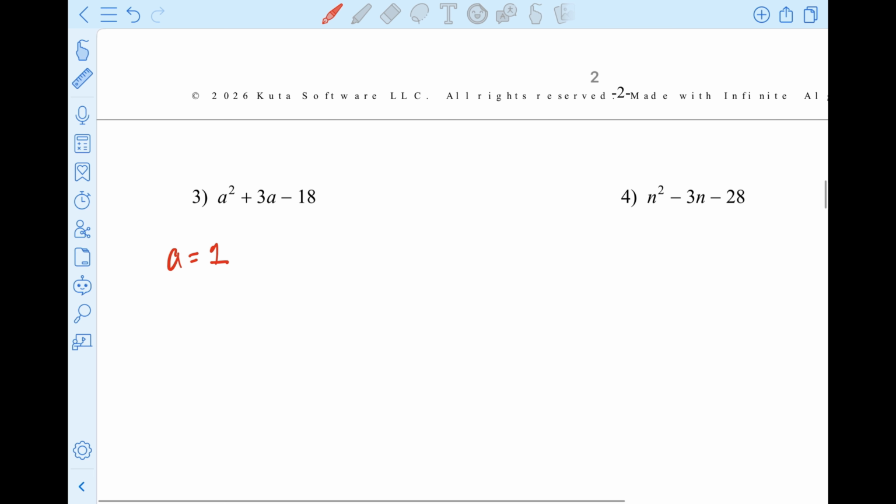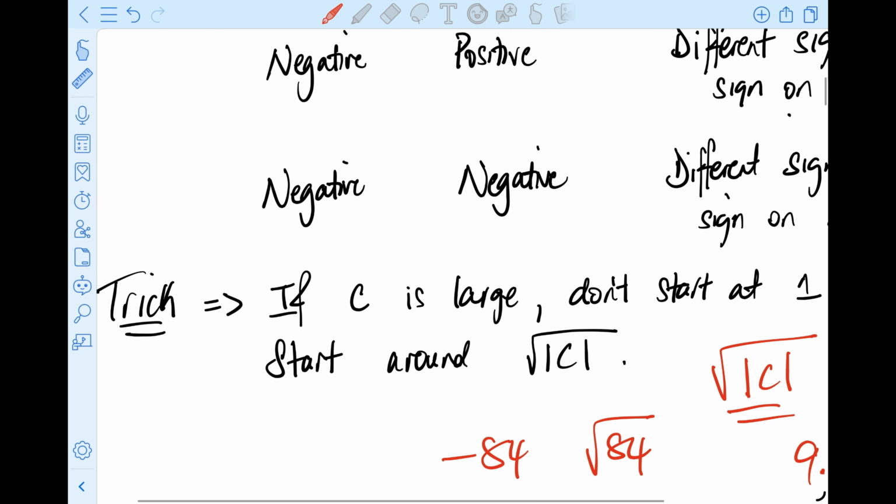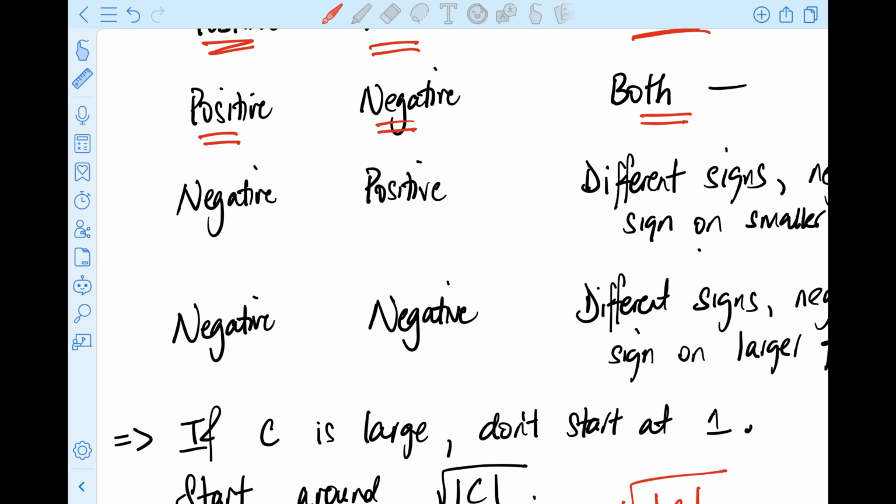A is equal to 1, B is equal to 3, C is equal to negative 18, right? So I need to find two numbers that when I multiply them, I get negative 18, and the same two numbers when I add them, I get 3. And these have to be the factors of negative 18. C is negative 18, B is positive 3. So let's look at what did I say about that here. I want to just keep going back to this, right? C is negative 18, right? And B is positive 3.